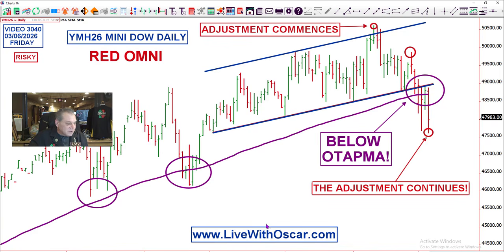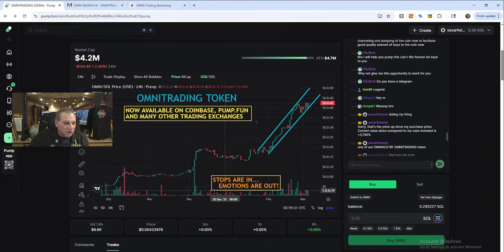Now, what else can we go look at, traders? I don't know how the world has worked this way for us, but there is such a bright spot happening in the trading zone out there in the world. The Omni trading token is helping so many people around the world. And look at what it's done since its inception when we created it right back here. Up, up, up. And it's in a beautiful channel with a bull flag.